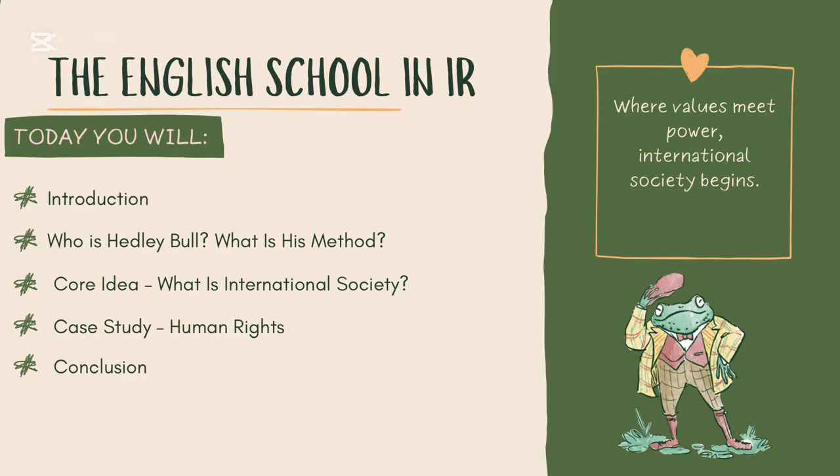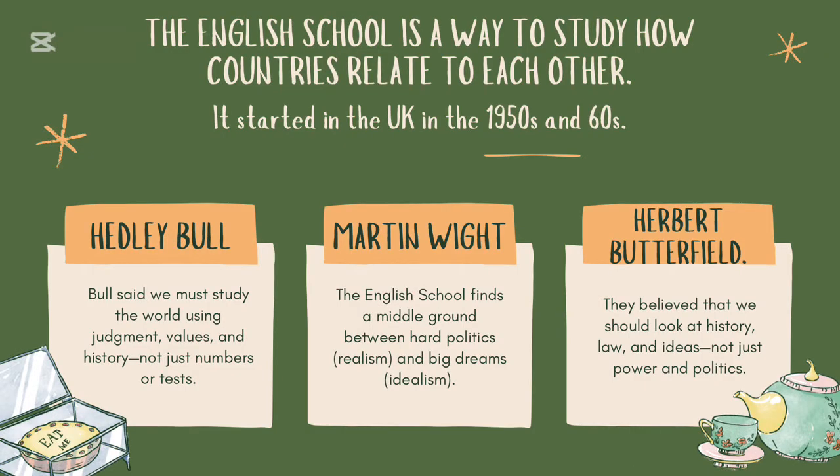the introduction of the English school. The English school started in Britain in the 1950s and 1960s. It was developed by thinkers like Hedley Bull, Martin Wight, and Herbert Butterfield. They believed that international relations should be studied not just through numbers and power, but through history, law, and philosophy. The English school stands between realism and idealism. It finds a middle ground.